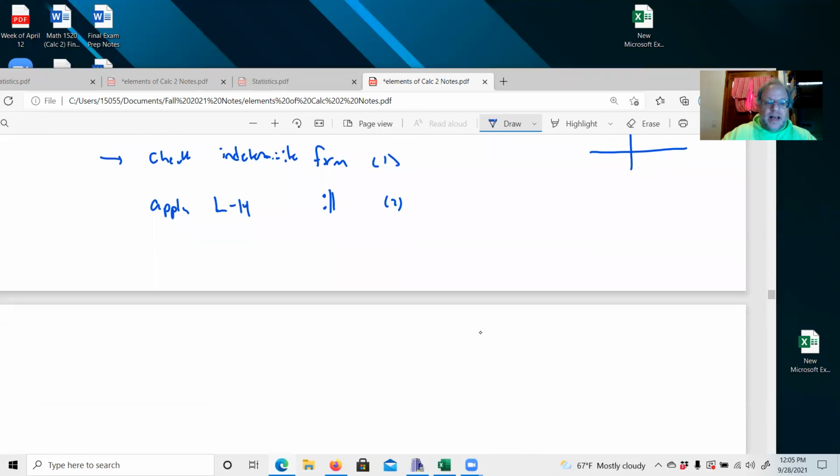All right, last problem is improper integrals. I'll pause this for a moment while I find a good one, and then we'll see what we're going to do.